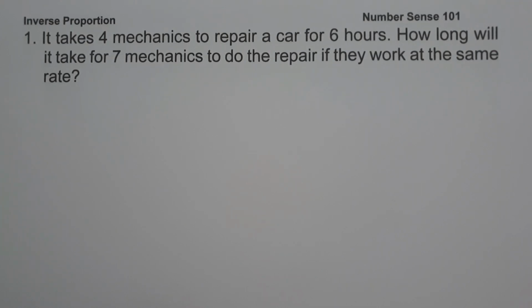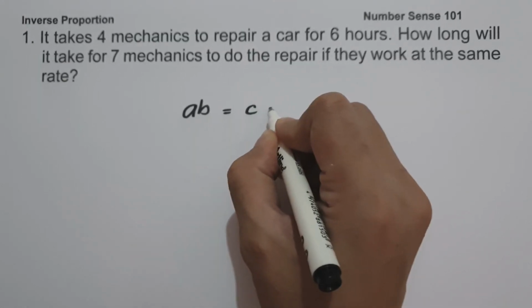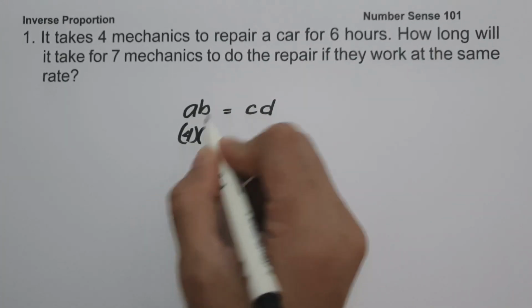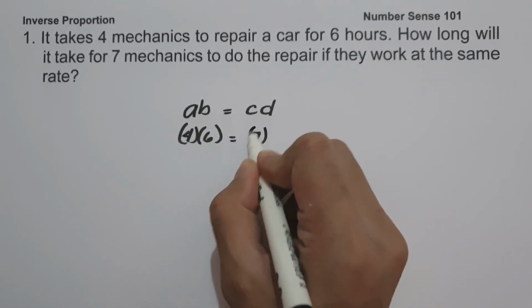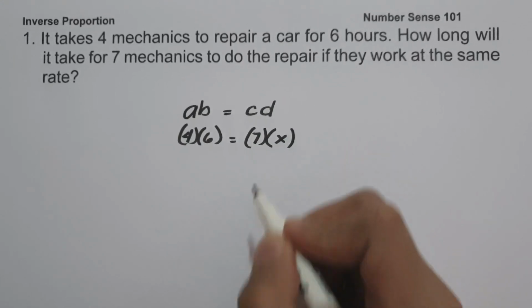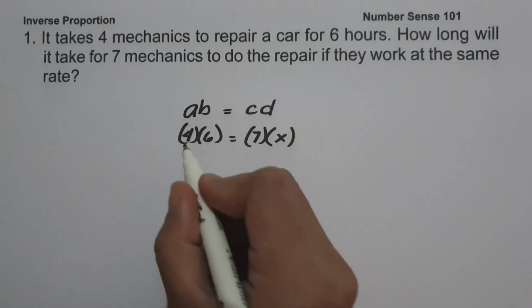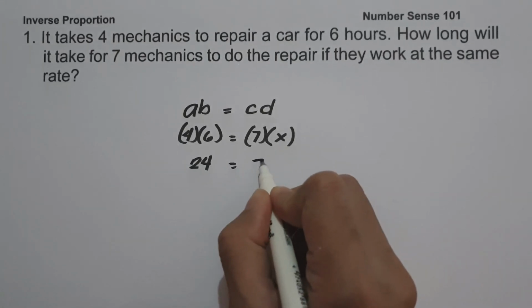To determine the number of hours will it take for 7 mechanics to repair a car at the same rate, let us write this one in the form of A times B equals C times D. So A, that is 4, and then B, that is 6, and then on the other side, C, that is 7, and let us represent D as X. That is the number of hours will it take for 7 mechanics to repair a car at the same rate. And to simplify, let us have 4 times 6, and that is 24. 7 times X is 7X.